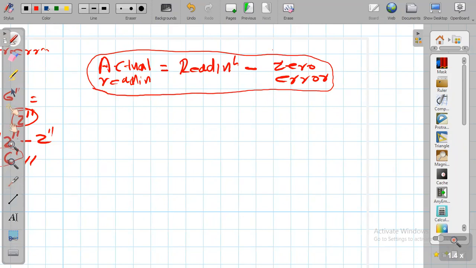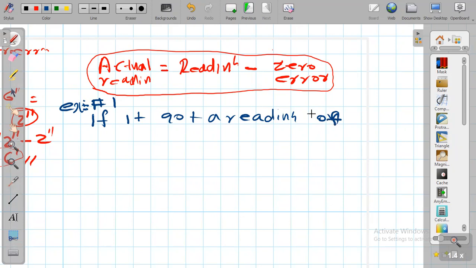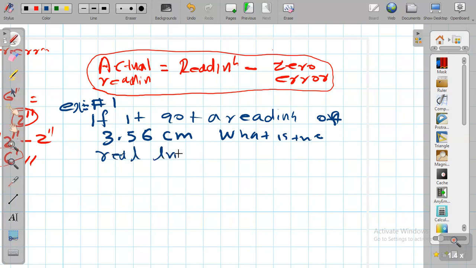Right, okay. So if you got a reading, example number 1, of 3.56 centimeter, what is the real length with the above zero error?